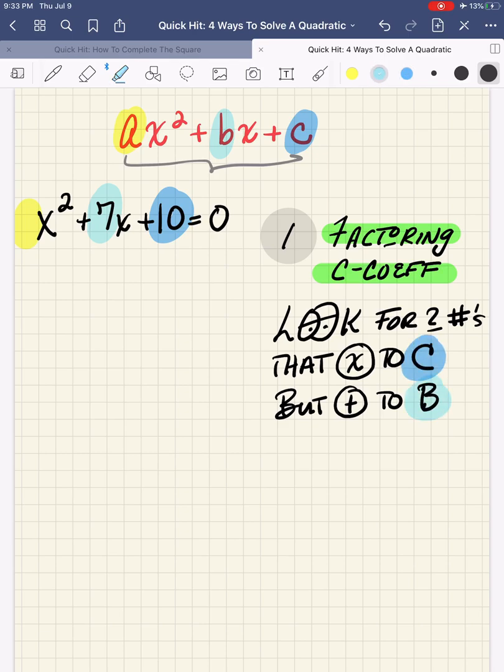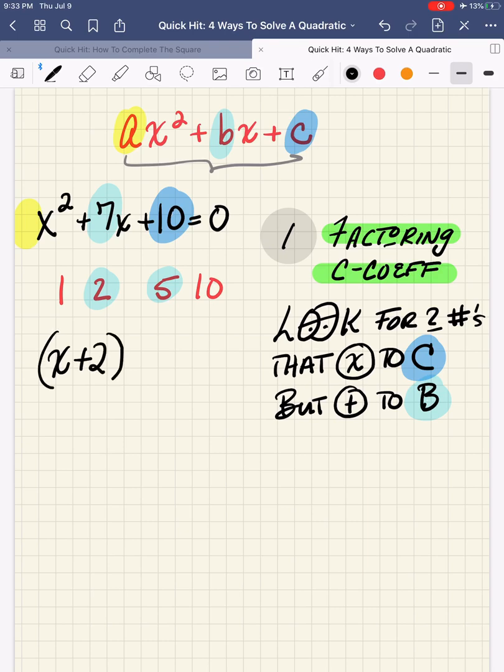So I'm going to look at the factors of 10, which are 1 and 10, 2 and 5, and see if any of those numbers add to 7. And hello, sir, 2 plus 5 does add to 7. So I know that this is going to be x plus 2 times the quantity x plus 5. Those are the factors of the quadratic.